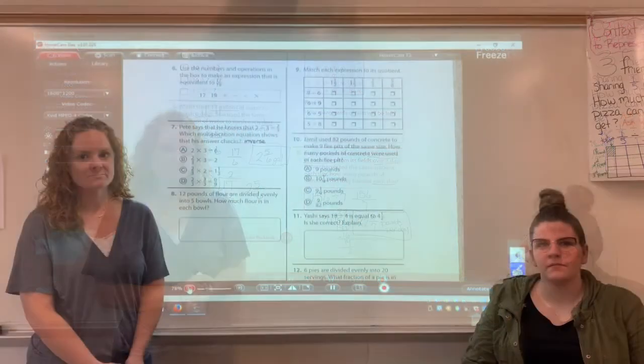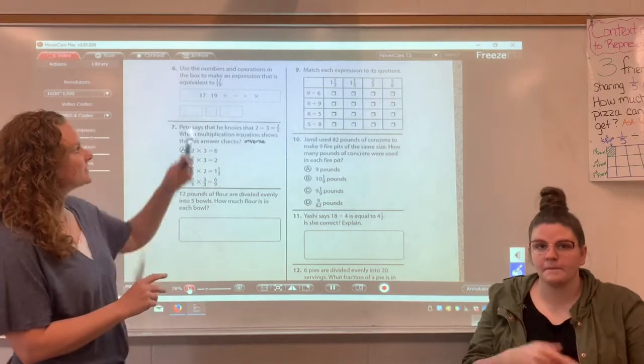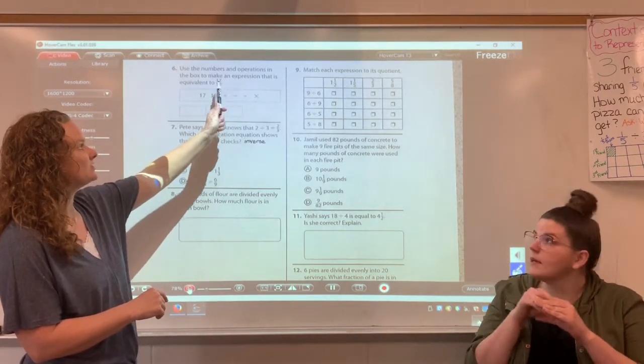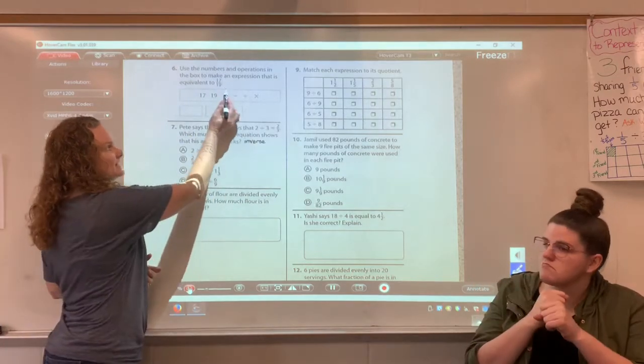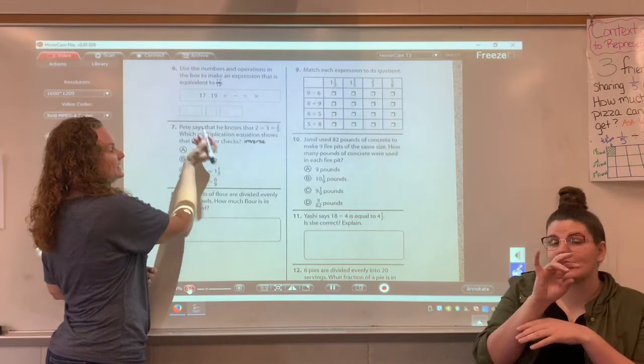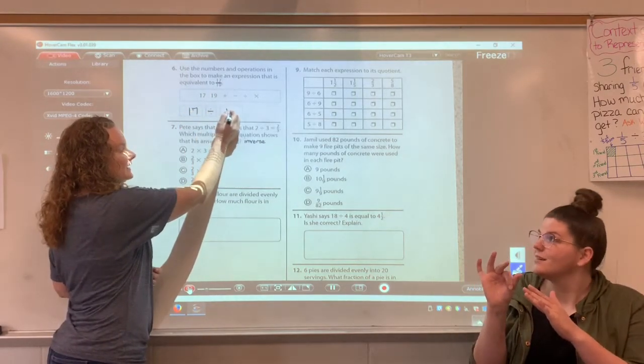Okay. All right, to our second page. Using the numbers and operations in the box to make an expression that is equivalent to, once again, we just need to say this. It says 17, this line means divided by 19. So you would plug in 17 divided by 19.